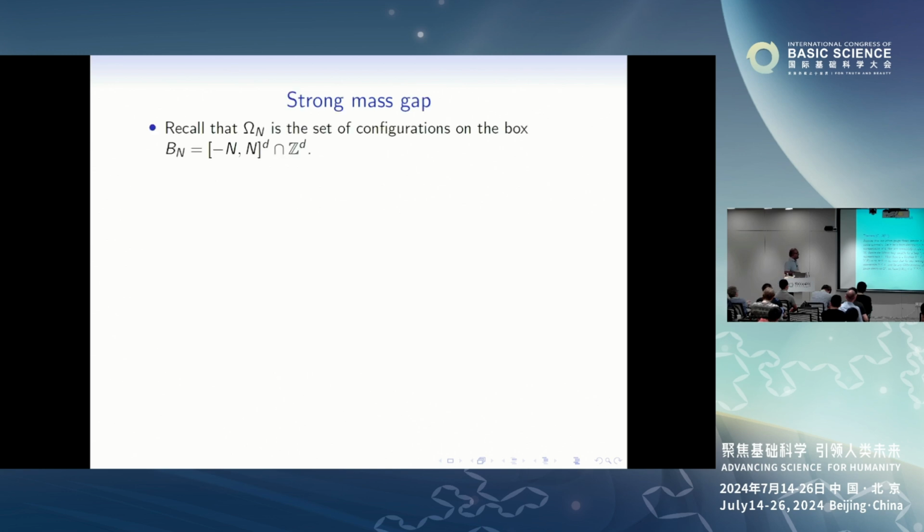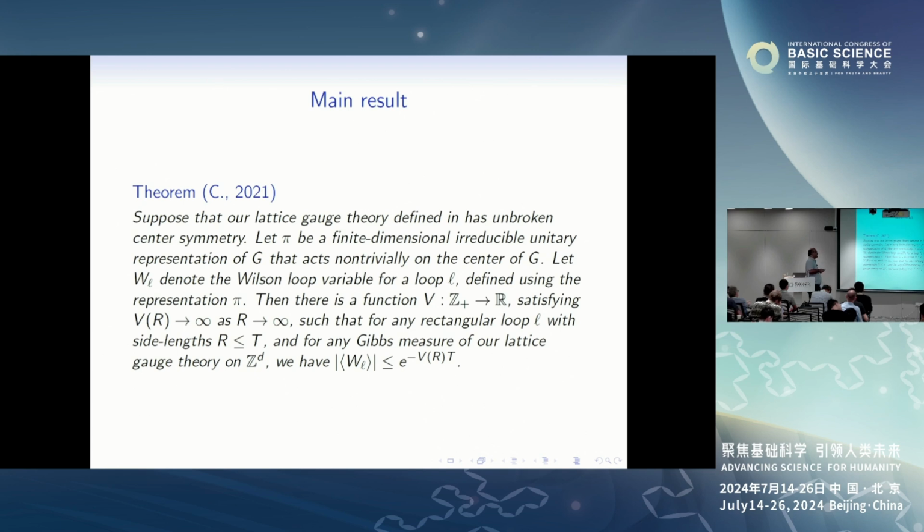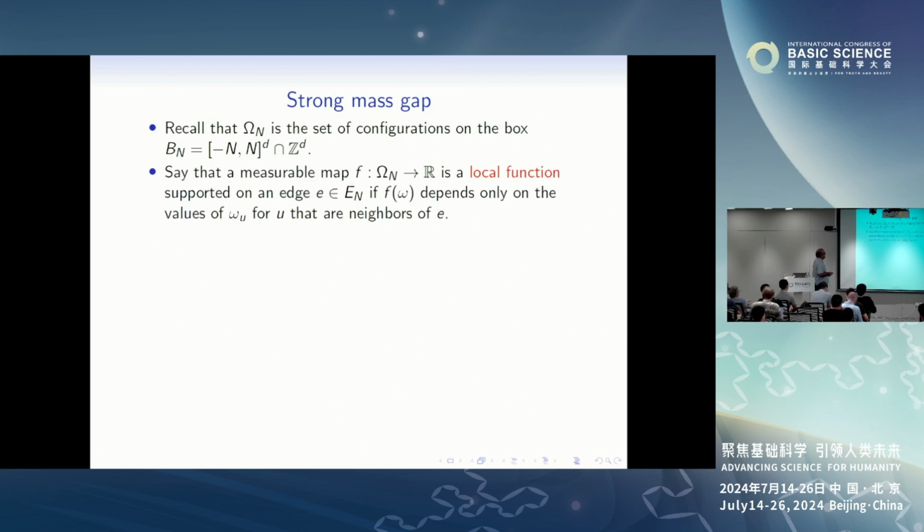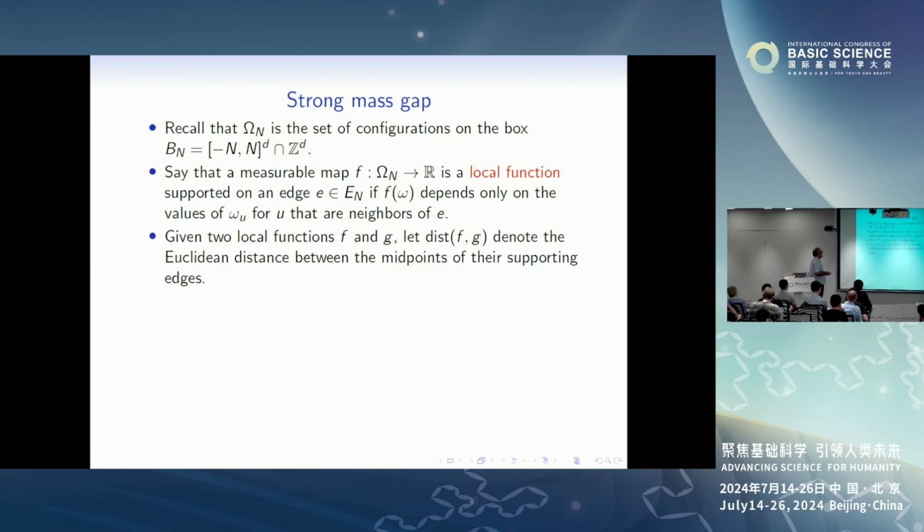Okay, so let me give you now a sufficient condition, which is not very satisfactory, but it's some condition to have this center symmetry. So recall that omega is a set of configurations in this box Bn, and let us say that a function f on the space of configuration is a local function if it's supported on an edge E, if the function value depends only on the values of the configuration on that edge and on the neighbors of that edge. You say that two edges are neighbors if they are both edges in a common plaquette, let's say. So given two local functions f and g, let the distance denote the Euclidean distance between the midpoints of the supporting edges.